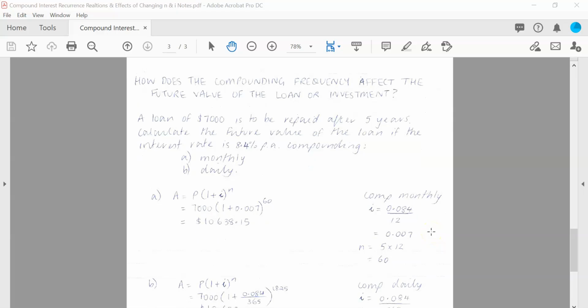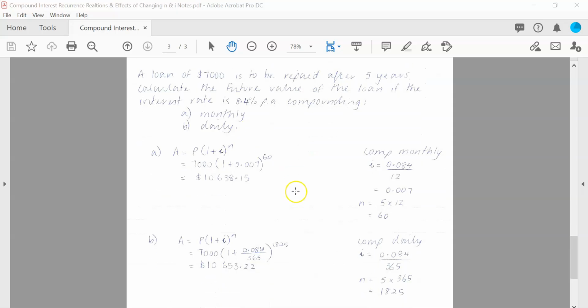How then does the compounding frequency or the number of compounding periods affect the future value of the loan or investment? So we've got a situation where we have a loan of $7,000 being repaid after 5 years. We're going to calculate the future value of that loan if the interest rate is 8.4% per annum, compounding monthly or compounding daily. So the first one here, when we have it compounding monthly, the I value becomes 0.084 divided by 12 times in a year.